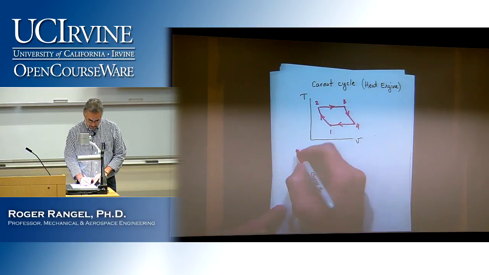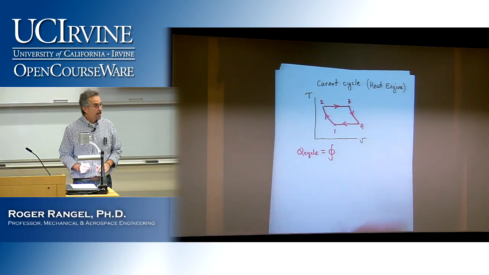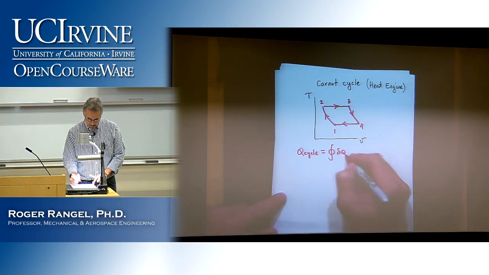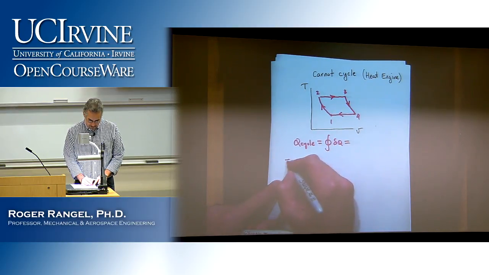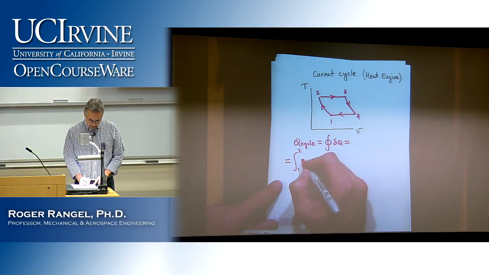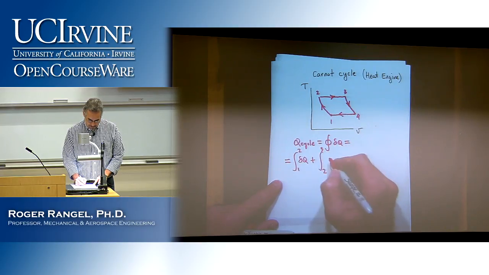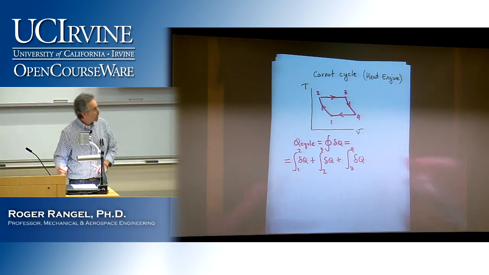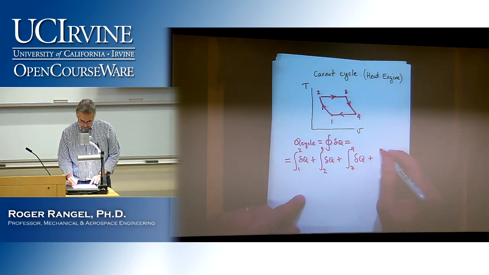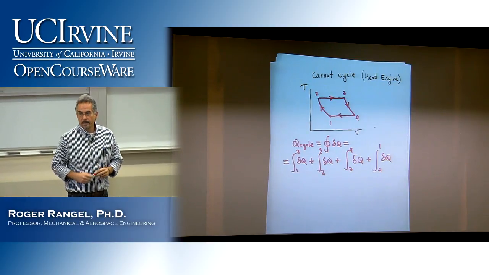So I want to find the Q for the cycle, which is going to be the integral for the whole cycle of delta Q, which, if I break it down, is going to be the integral from 1 to 2 of delta Q plus the integral from 2 to 3 of delta Q plus the integral from 3 to 4 of delta Q plus the last one, the integral from 4 to 1 of delta Q. And that would be my cyclic heat transfer for the entire cycle.